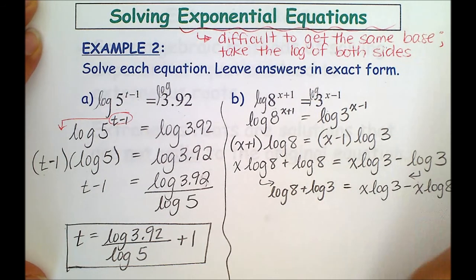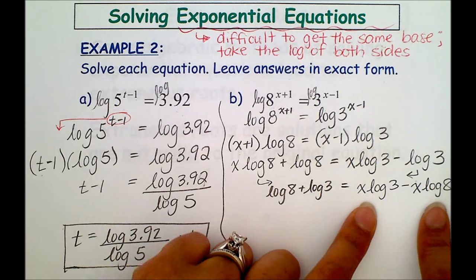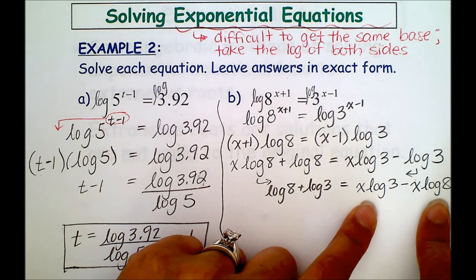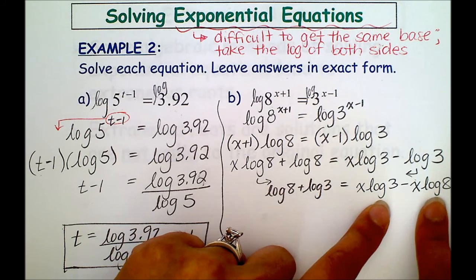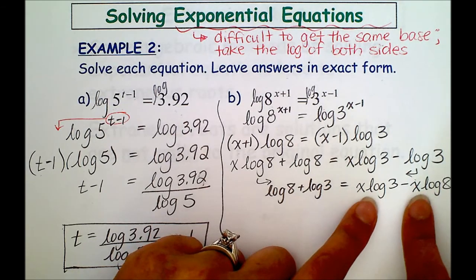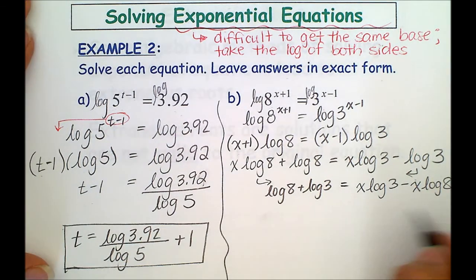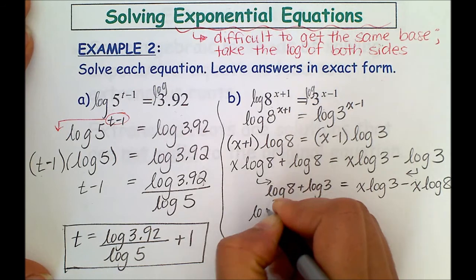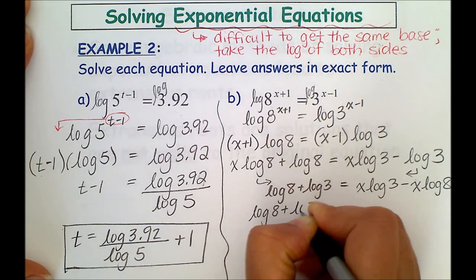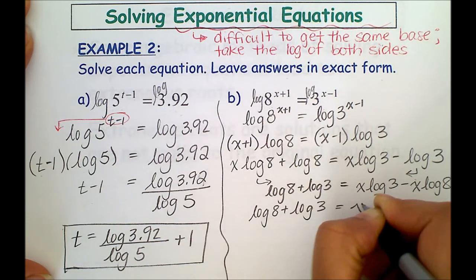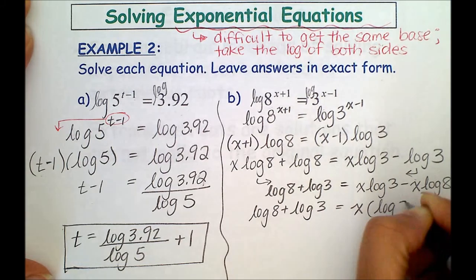And now from here, I'm trying to solve for x. And if it didn't ask me for the answer in exact form, I could write log of 3 and log of 8 as decimals and then combine the terms. But because it asks for exact form, what I'm going to do is common factor out an x, and then I can get rid of whatever is left on the right-hand side. So now I have log of 8 plus log of 3 equals, factor out an x, and I get log of 3 minus log of 8.